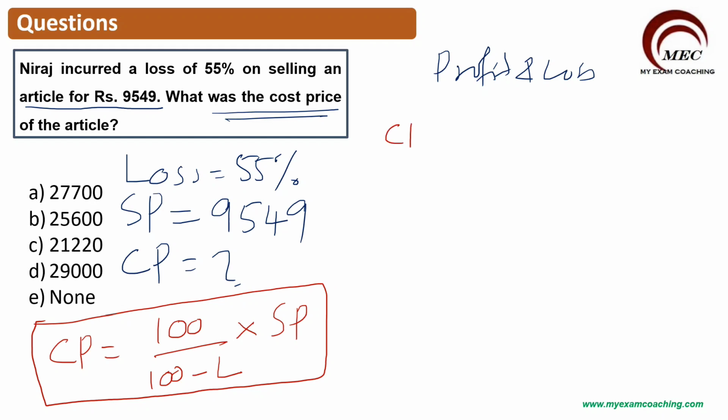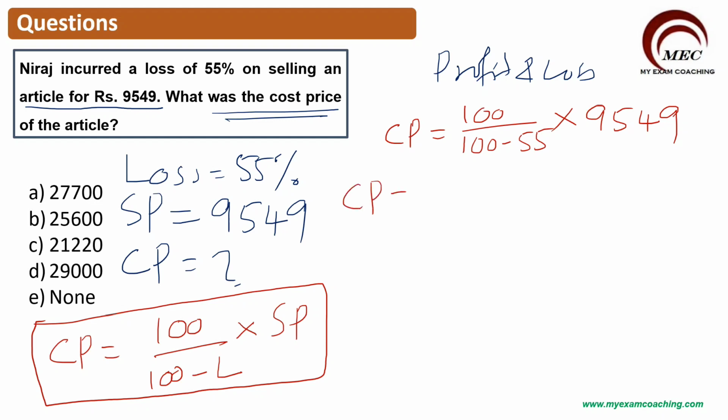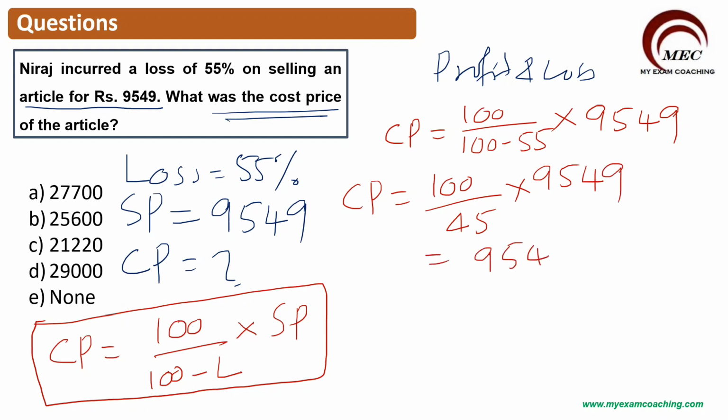CP is equal to 100 by 100 minus loss. Loss is how much? 55. So 100 minus 55 into SP. What is SP? SP is 9549. So here we got CP is equal to 100 by 100 minus 55, 45 into 9549. Which is equal to 9549 multiplied by 100, 2 zeros, divided by 45.